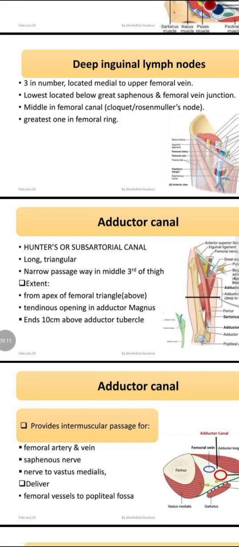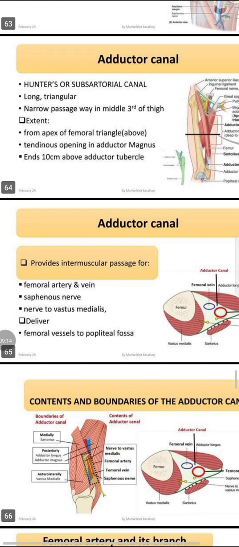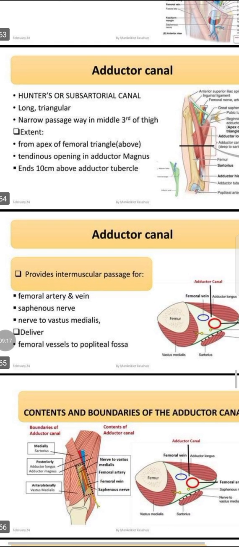So now in the next session we need to look at the adductor canal. Okay, we need to look at the adductor canal.